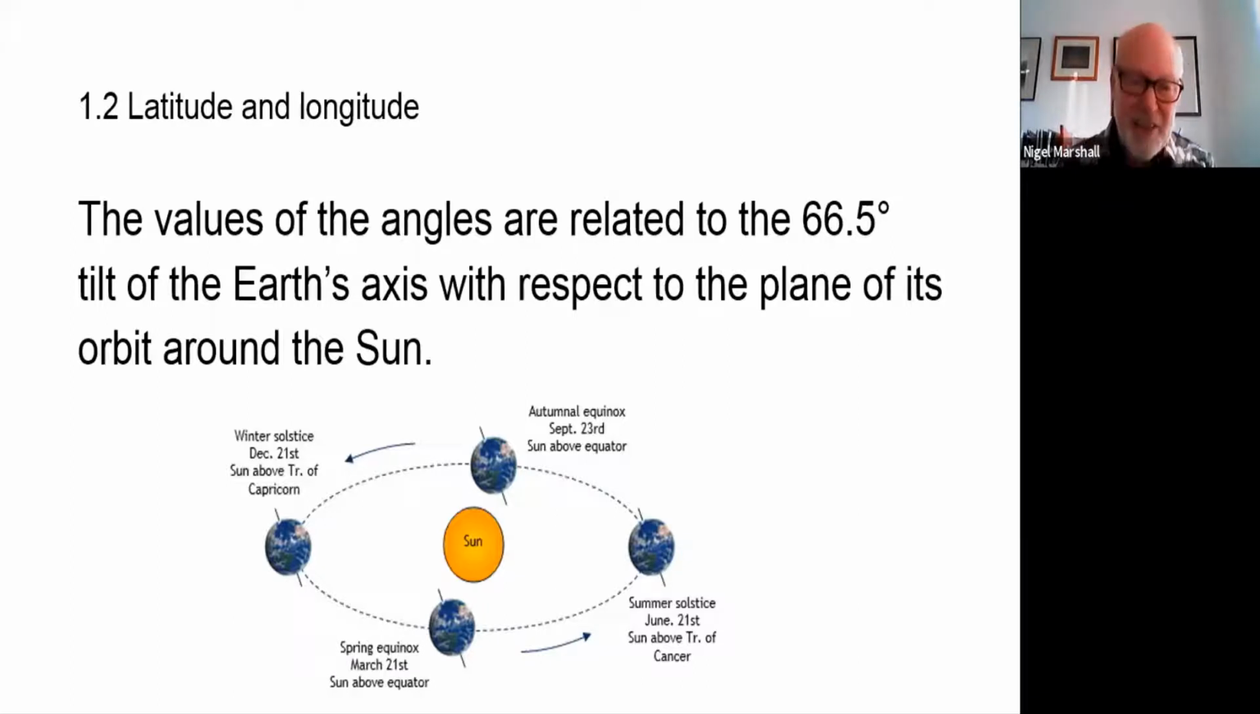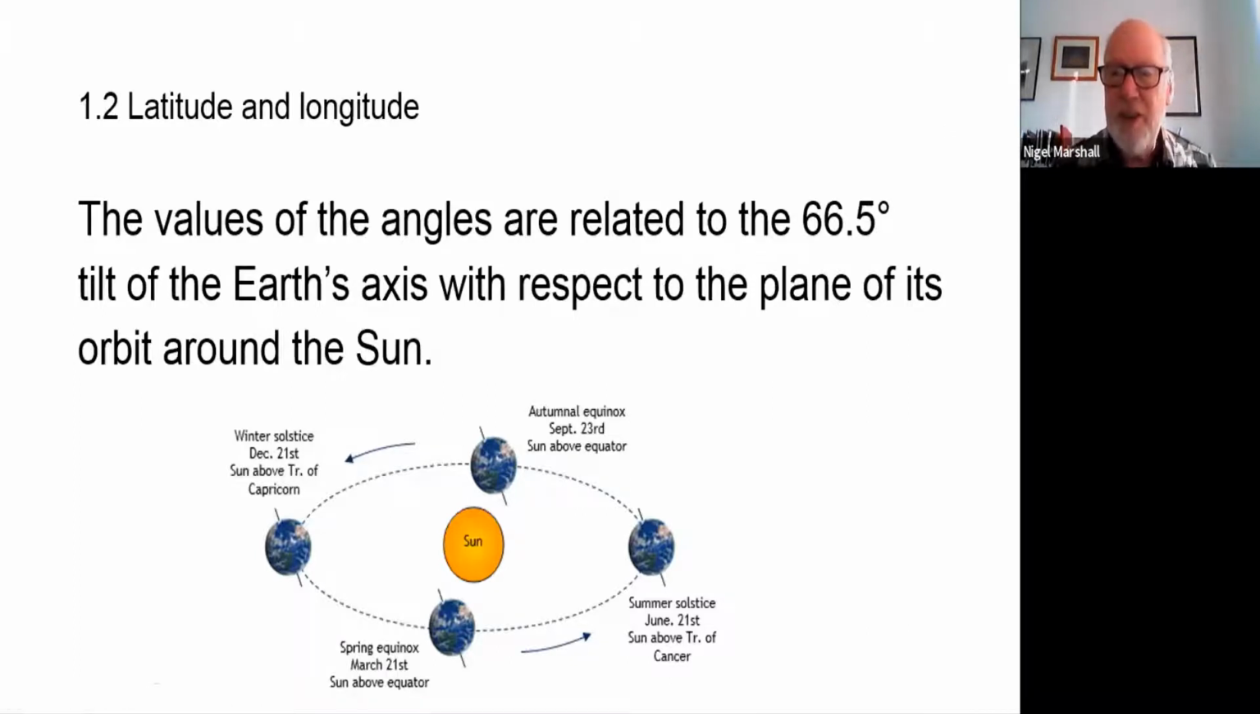You can see the tilt of the Earth's axis on the diagram there is neither tilted towards the Sun, like it is at the summer solstice, or tilted away from the Sun, as it is in the winter solstice. Again, I'm talking about the northern hemisphere.